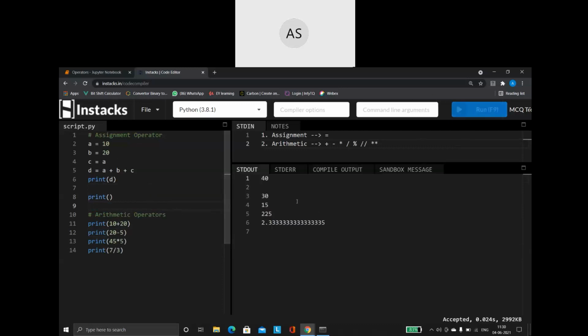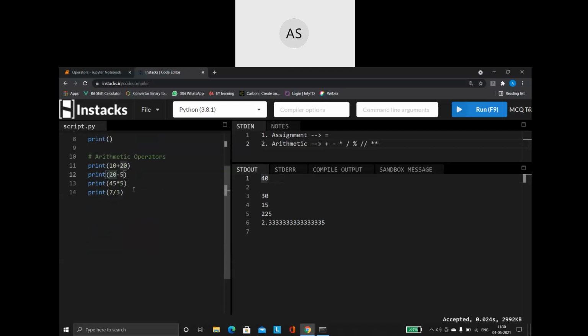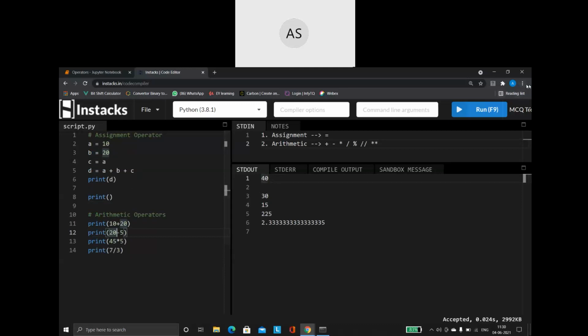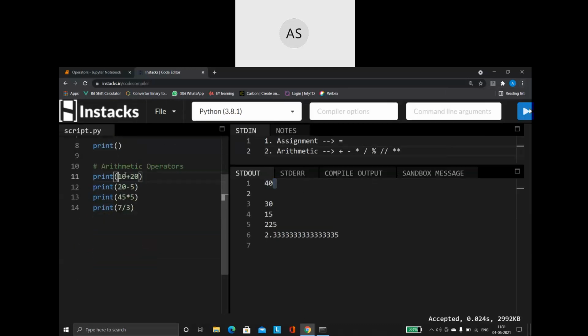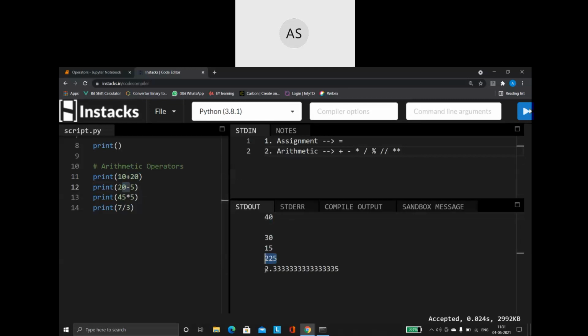Right. So the first output, this is for my assignment operator, which is 40. That is nothing but 10 plus 20 plus again 10, because I'm assigning the A value only to C also. So it's going to be only 10. So 40. Okay, this is clear. Now come here. Arithmetic operators. The first step is performing an addition, 10 plus 20. Okay, fine. Second thing, subtraction. That's also fine. Third one, multiplication. Very good. But see here for the division.